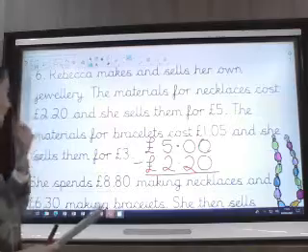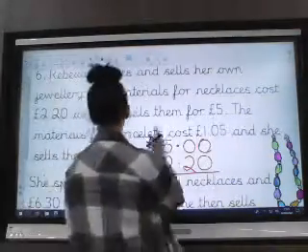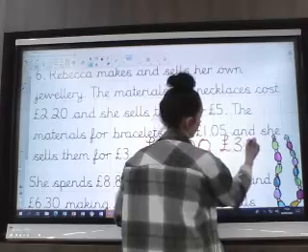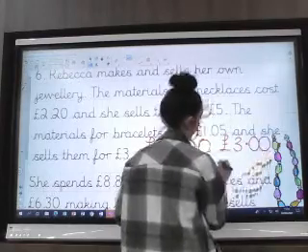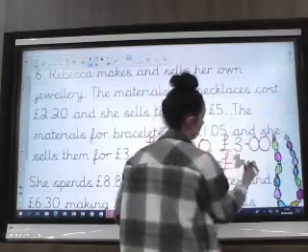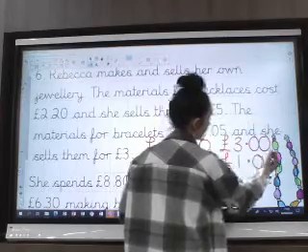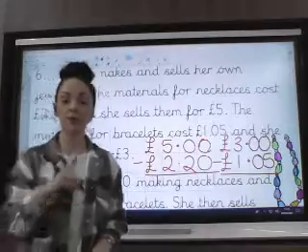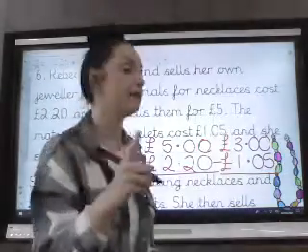Okay, and then same for the bracelets. She sells them for £3. Okay, but the materials cost £1.05. Okay, and again, that will tell you how much profit she makes on one bracelet.